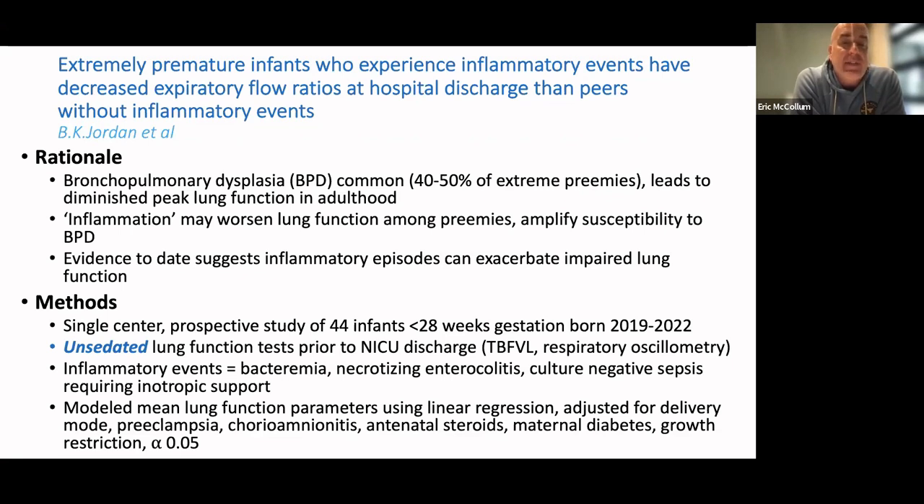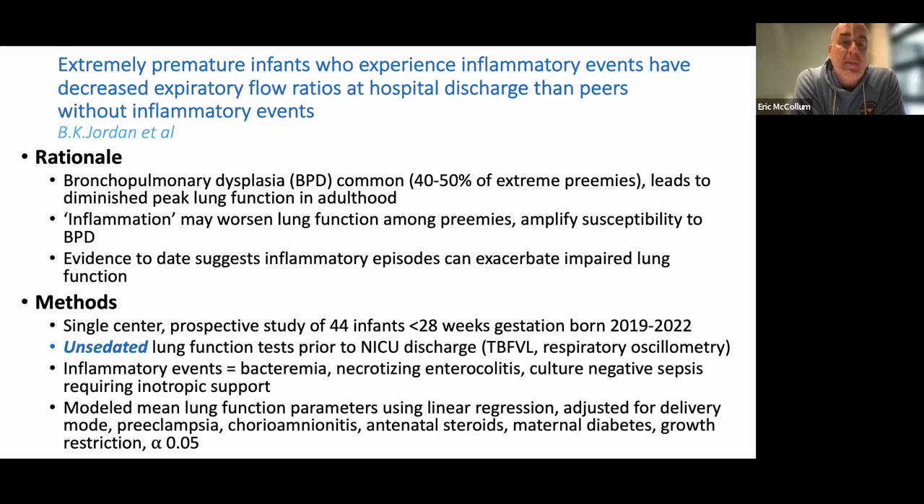Evidence to date suggests that these inflammatory episodes can exacerbate already impaired lung function. And so the aim of this was to further investigate this using a single center prospective study of 44 infants. These are less than 28 weekers born over the 2019 to 2022 period. These are unsedated lung function tests. Although they didn't fully specify it, based on what they presented, I'm fairly certain it's TBFVL and respiratory oscillometry.